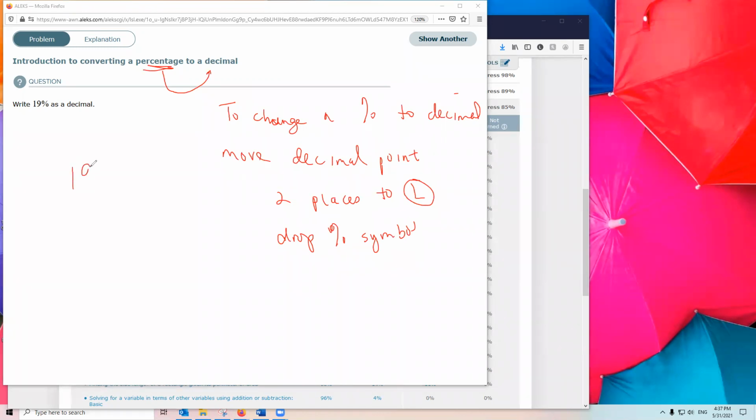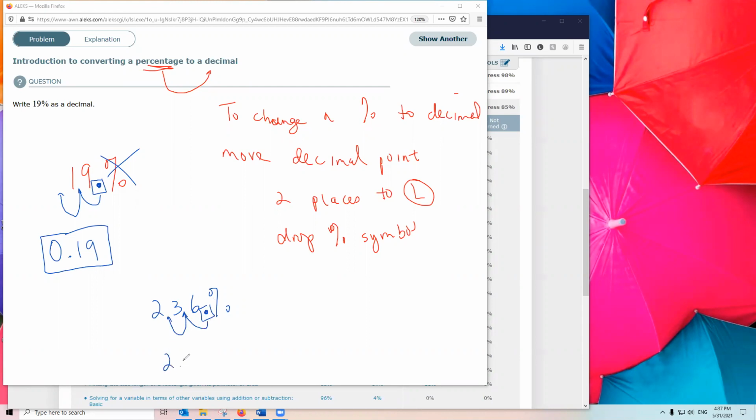All right, so let's do it, 19%. Well, the one thing I have to recognize is that the decimal point is not written, but really it is sitting to the right of the 9 like that. All right, now let's go ahead and move the decimal point. We want to grab the decimal point, move it 2 places to the left. That makes it 0.19, drop the percent symbol. So our answer here is 0.19. What if we had 236%? Well, the decimal point starts out here, move it 2 places to the left. This would be 2.36.